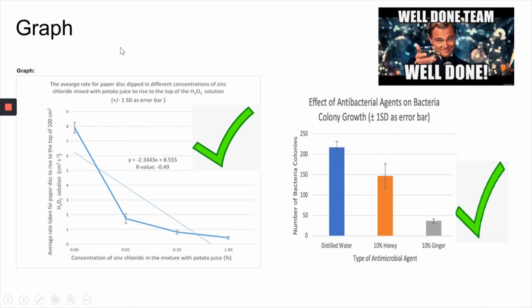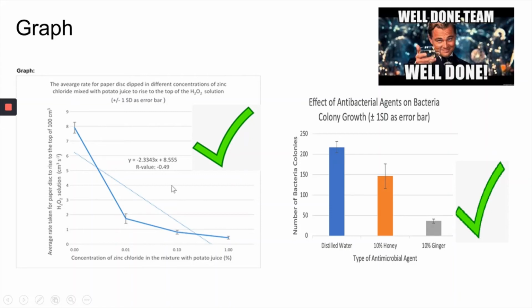So what is a good graph? Okay. So these are some of the examples. So this one you can see here, for example, this is the IV, okay, concentration of zinc chloride with the potato juice. Okay, so we're looking at the inhibition effect of zinc chloride on the catalase activity in the potato juice. And then this is the average rate for the paper disc to rise up. Okay, so related to the H2O2.